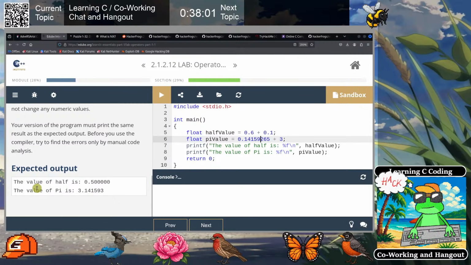Okay, and let's see. The value of half is 0.5 and then 5 zeros.